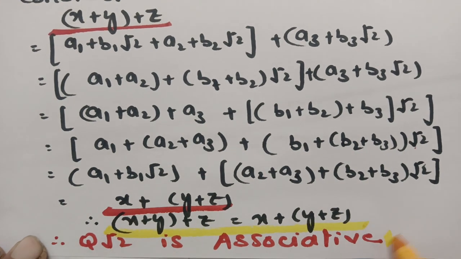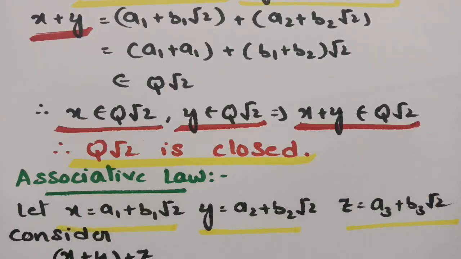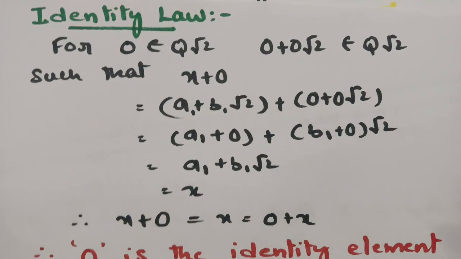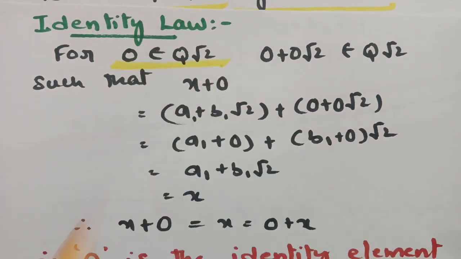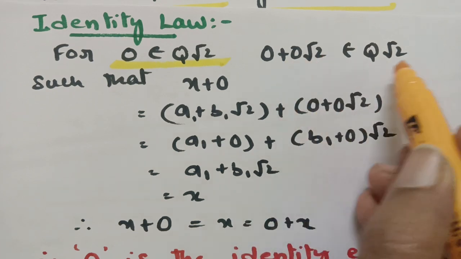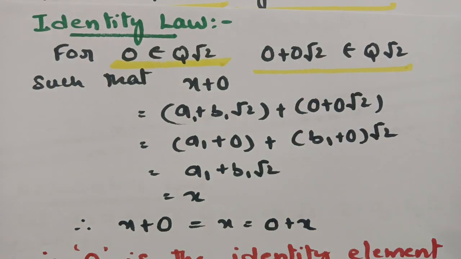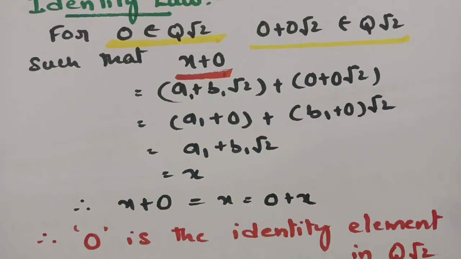Therefore Q root 2 is associative. So I have shown that it satisfies closure and associativity, and next is the identity law. For addition, 0 will be the identity element. So 0 belongs to Q root 2, as it is of the form 0 plus 0 root 2. Now if I consider x plus 0, if I add this x with 0, then what happens here?